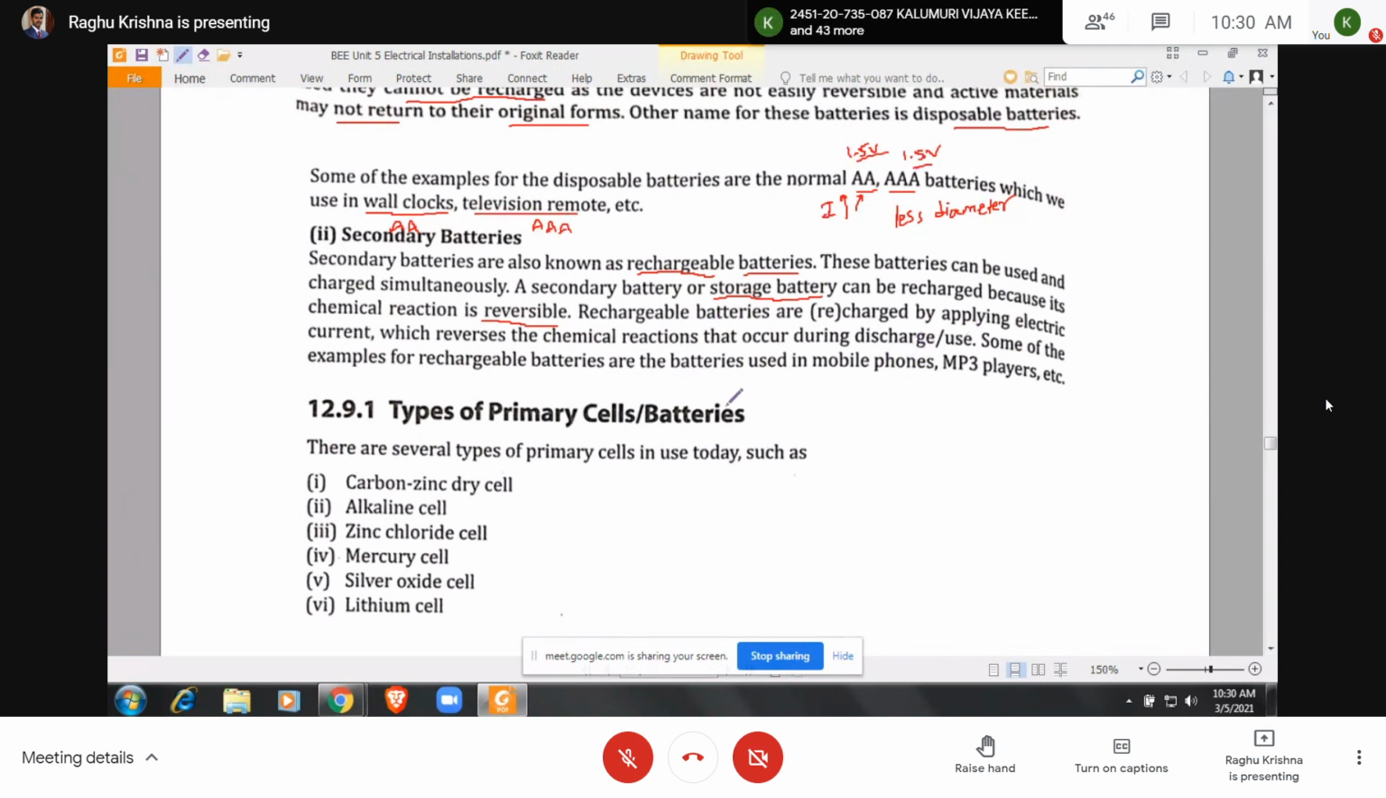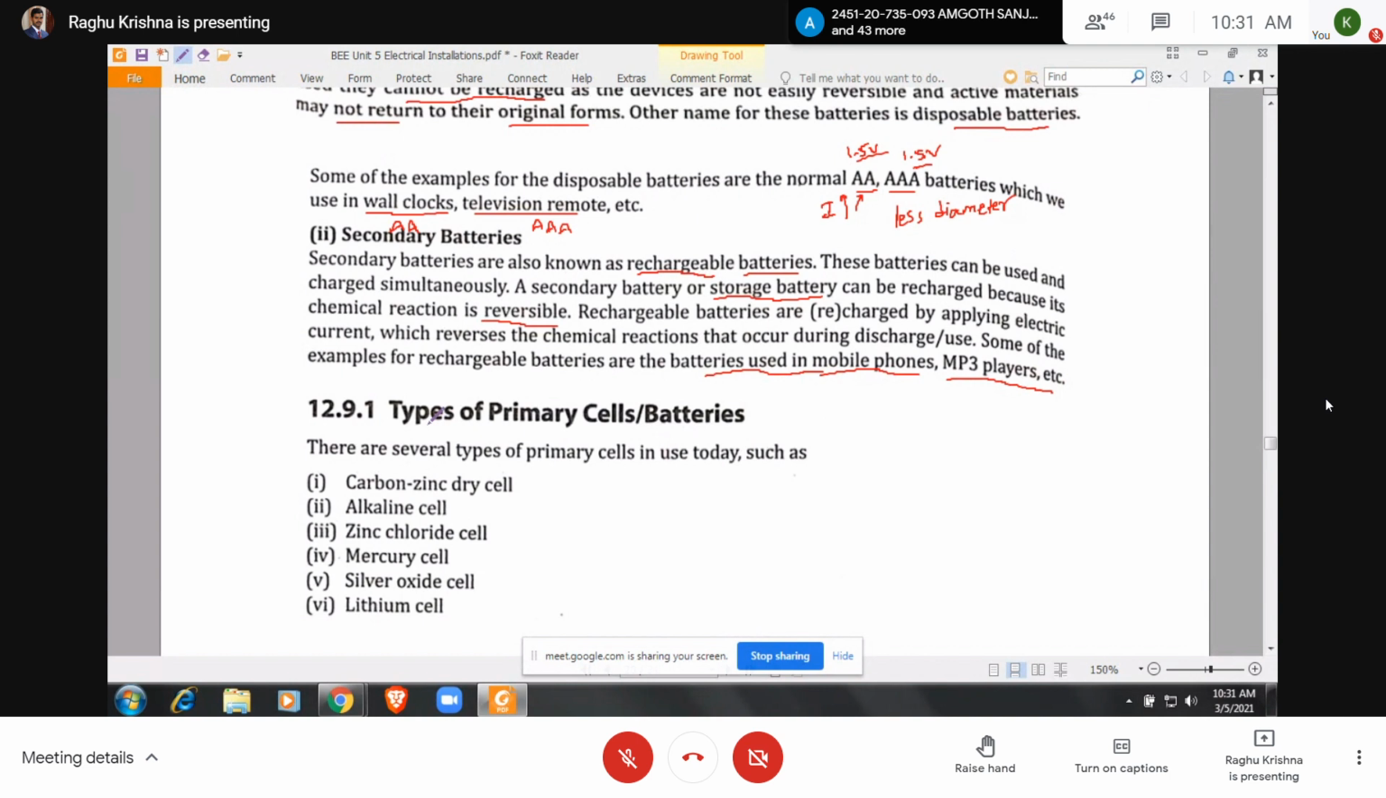Some examples of rechargeable batteries are the batteries used in mobile phones. The batteries used in mobile phones are secondary batteries because they are rechargeable batteries. The batteries used in MP3 players, etc. are also secondary batteries.